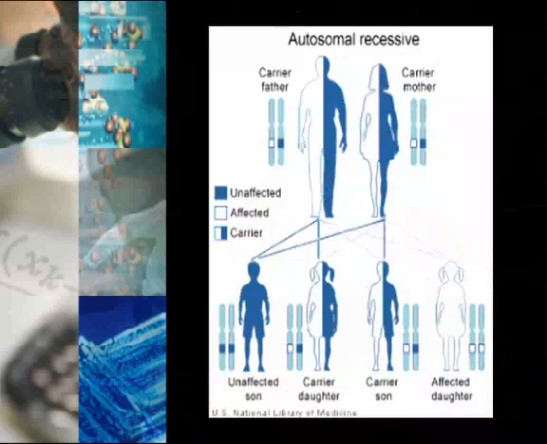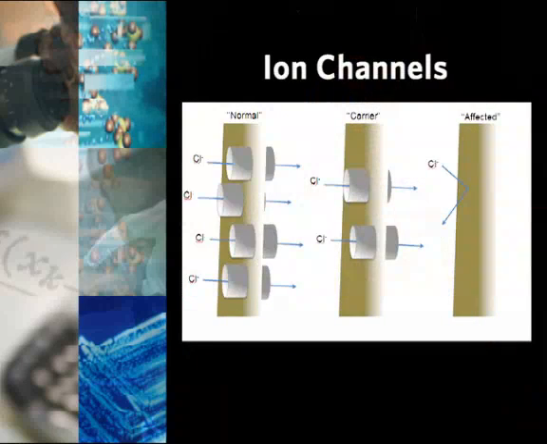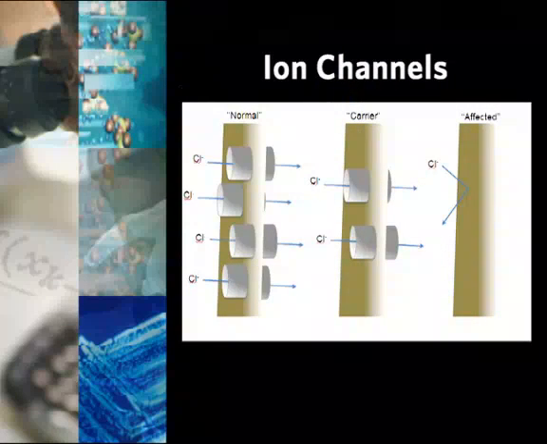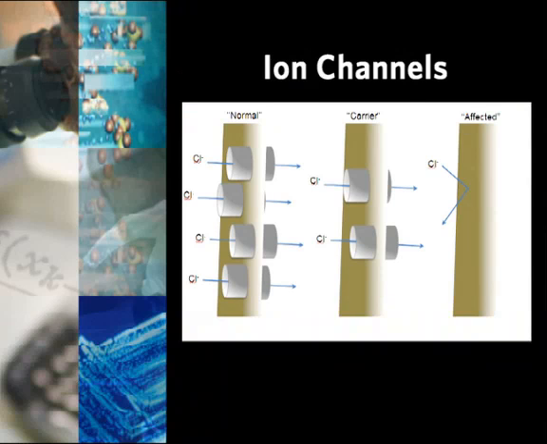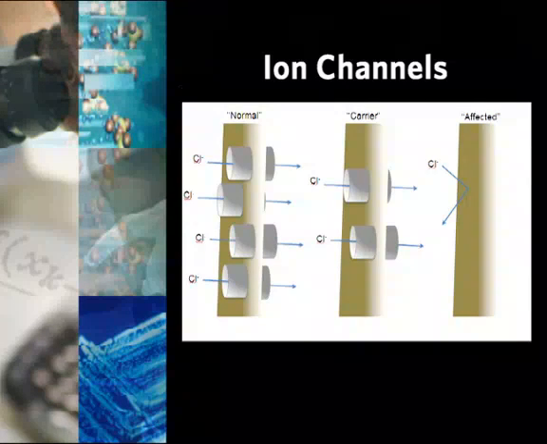CF, as an example, is one of the more common diseases, and even though it's common, it still only affects about 1 in 3,000 people. It is a recessive disease. This is an ion channel that affects a number of tissues. People who are completely unaffected have a certain number of these ion or chloride channels in their cells, and everything works just fine.